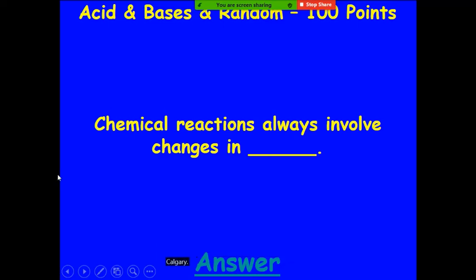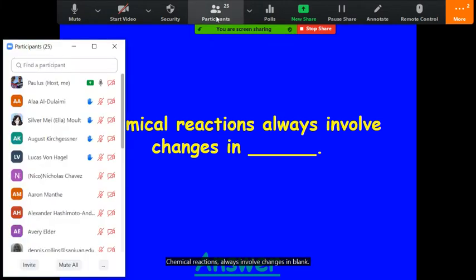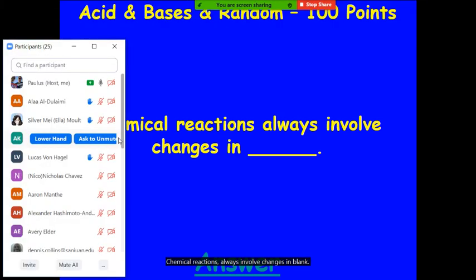Chemical reactions always involve changes in blank. This should sound very, very familiar.